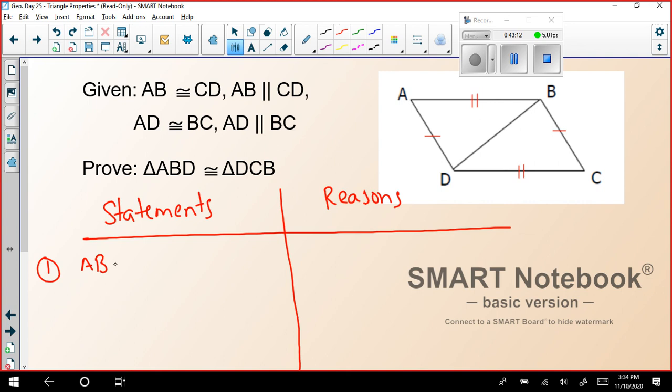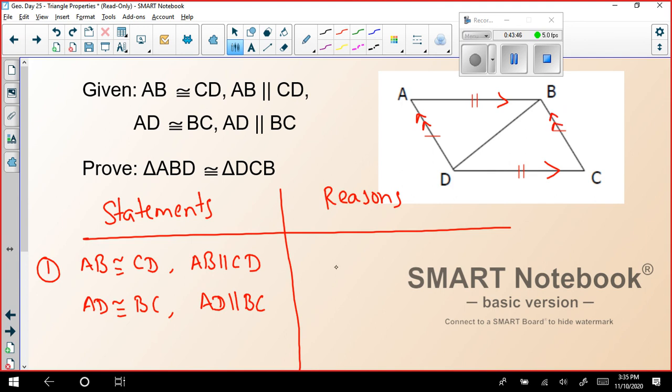We have been given AB is congruent to CD and AB is parallel to CD, and AD is congruent to BC, AD is parallel to BC. What does that mean? It means that these two lines are parallel: AB is parallel to DC and also AD is parallel to BC. Okay, these are the things which are given.